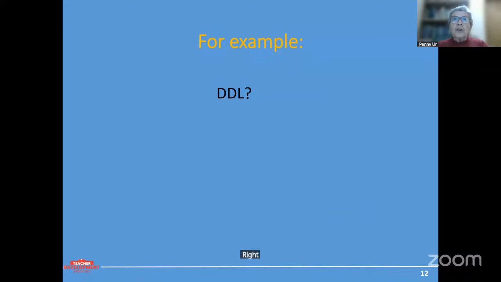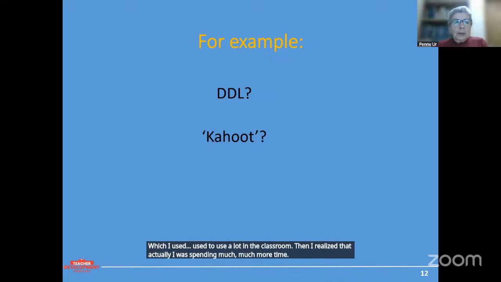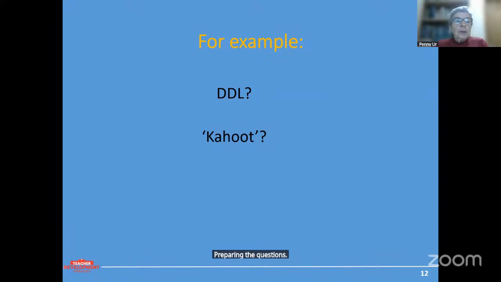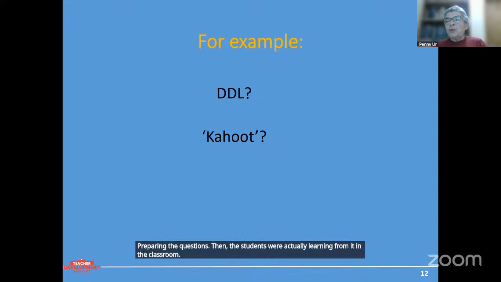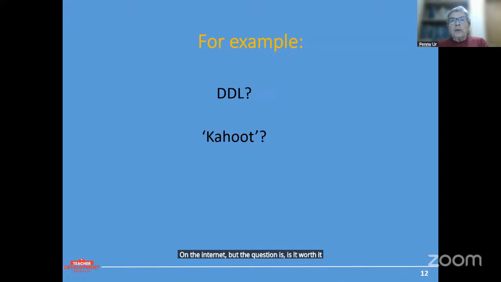Right, my next example is Kahoot, which I used to use a lot in the classroom. Then I realized that actually I was spending much, much more time preparing the questions than the students were actually learning from it in the classroom. The students really liked it. It was very popular. It's very popular worldwide. You'll find lots and lots of it on the internet. But the question is, is it worth it? Is it worth the investment? If you're going to use a Kahoot questionnaire again and again, then yes, it probably is worth it. But if you're only going to use it once, I think you need to think again.